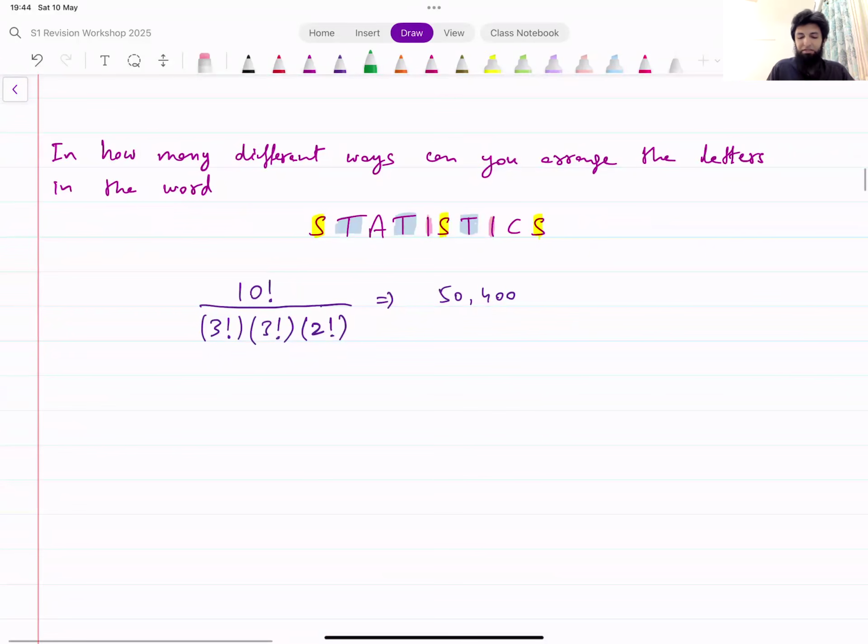Okay. You could have multiple letters that are repeated. For example, this word statistics, you've got S coming 3 times, T coming 3 times, I coming twice. The total number of letters that you've got is 10. You'd say 10 factorial, but then divide that by 3 factorial because of the S's, 3 factorial because of the T's, 2 factorial because of the 2 I's, and that gives you the result. So when you have repetition in arrangement, what you do is you divide by the arrangements of those identical objects to get that result.